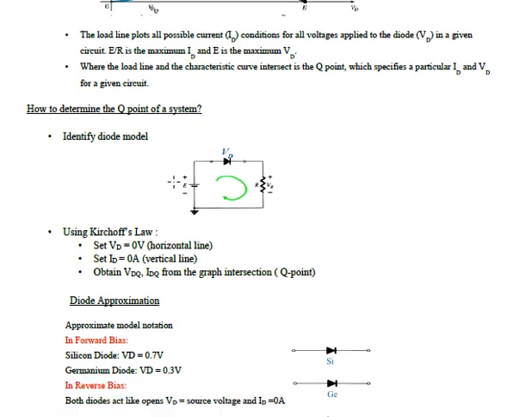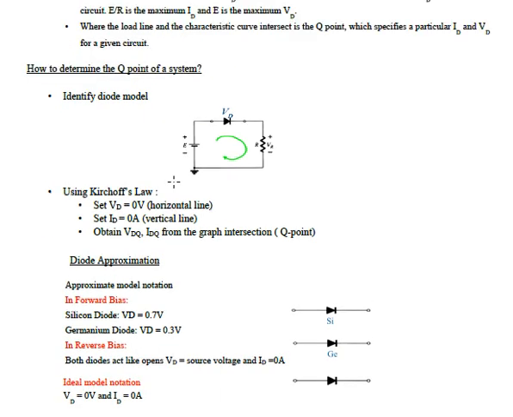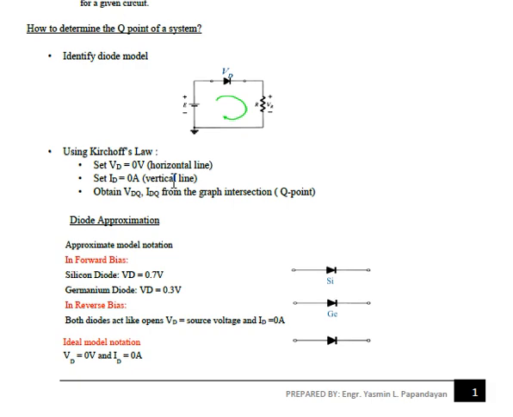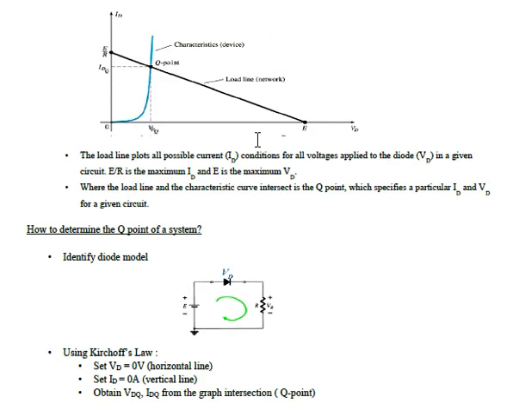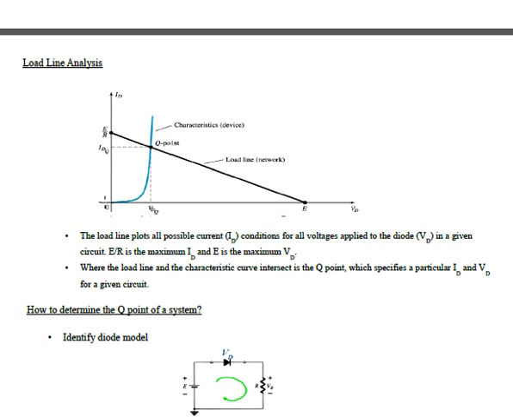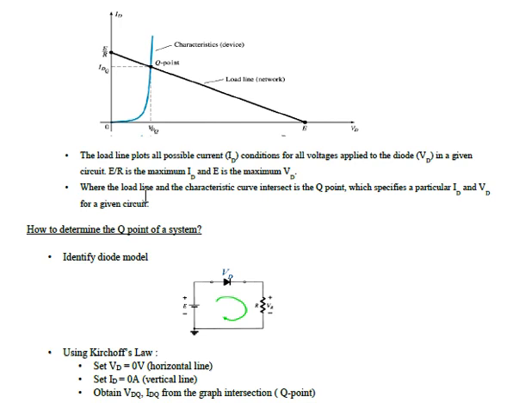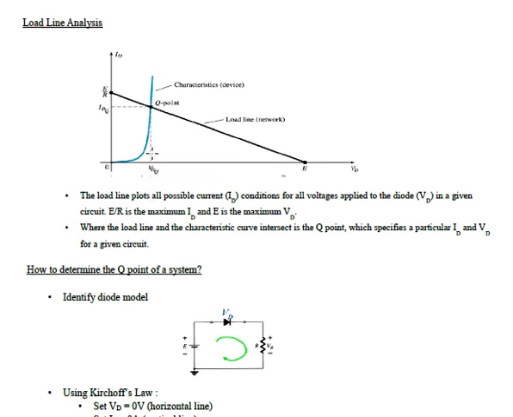Now, how to determine the Q point of a system? We have a step-by-step method on how to define the Q point of the system. The first one is to identify the diode model. You have to identify the diode model because for you to be able to have this graph, this characteristic equation, usually it is given. To find the Q point, the intersection of this characteristic line and the load line, you need the model of the diode that you are using.